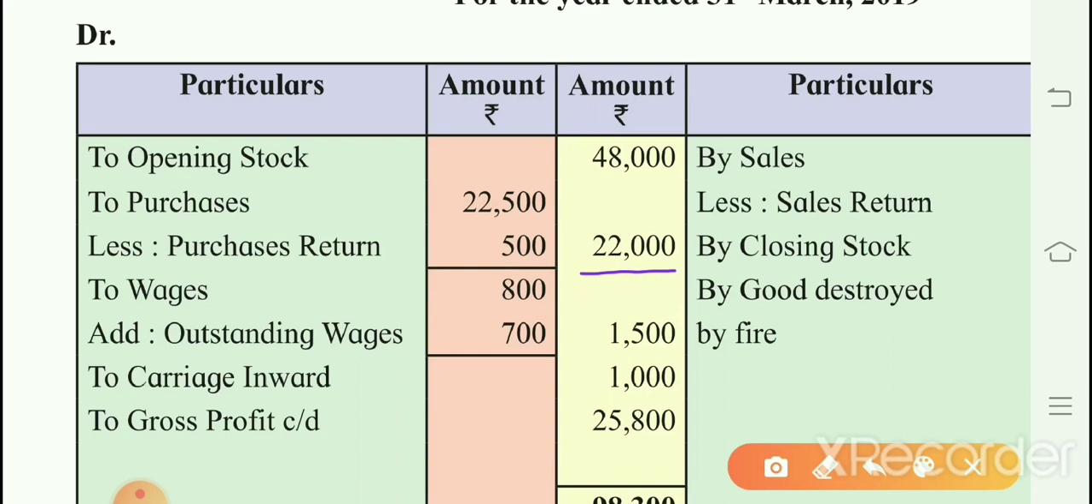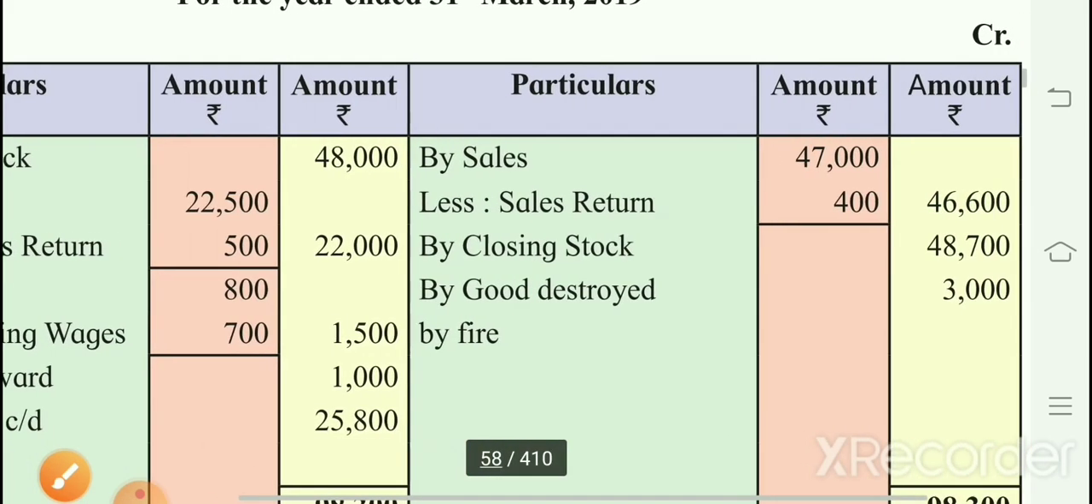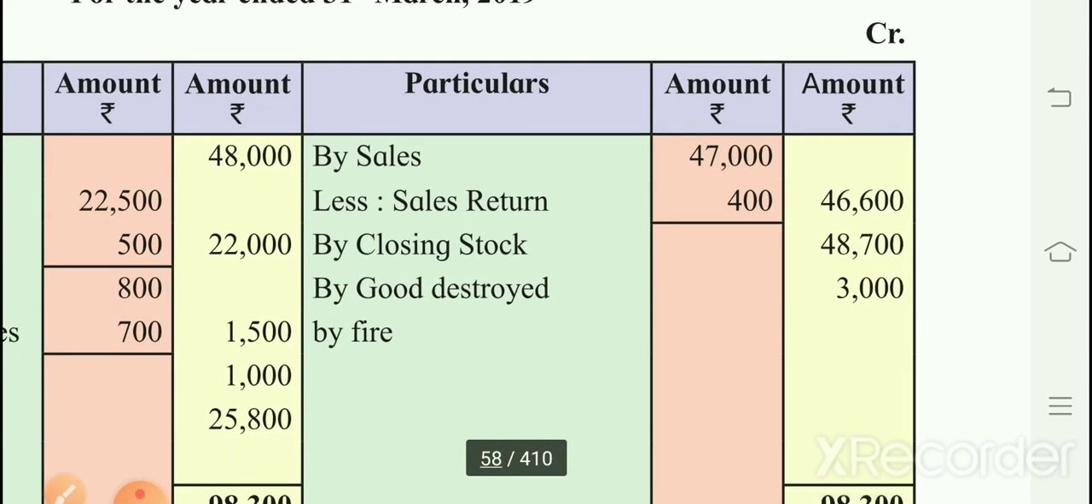Next, to wages. In that we have added outstanding wages. By this way our total wages are now rupees 1,500. The next is to carriage inward by rupees 1,000. Then see the credit side of our trading account by sales.